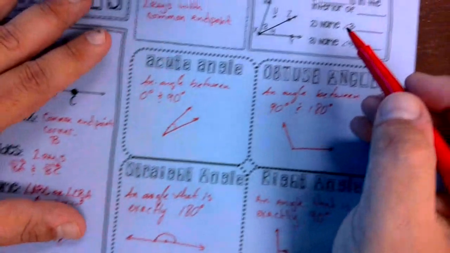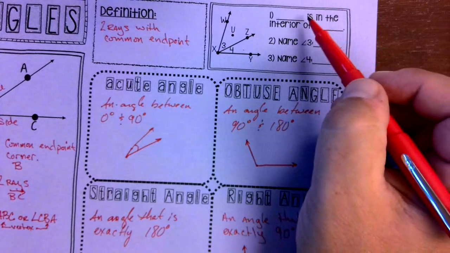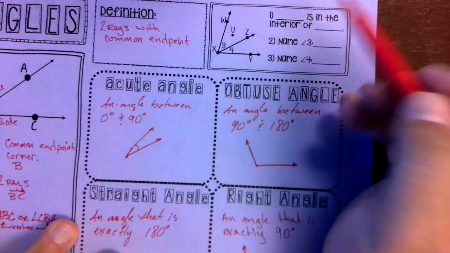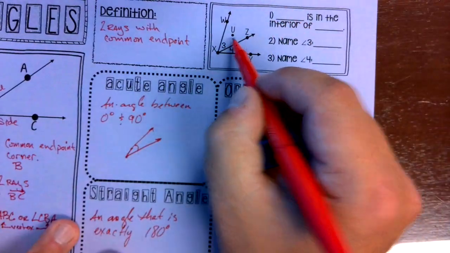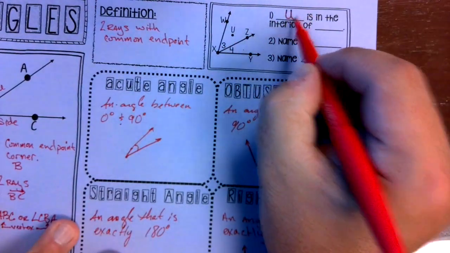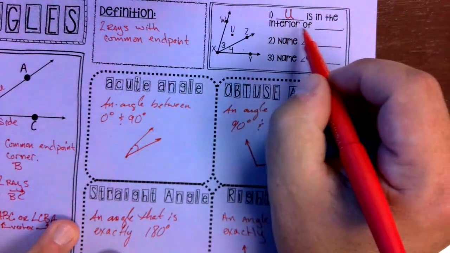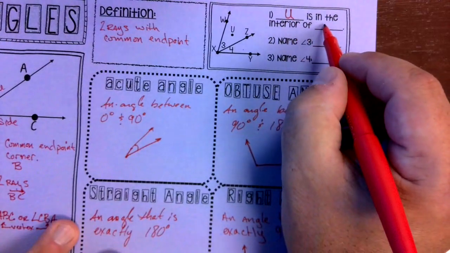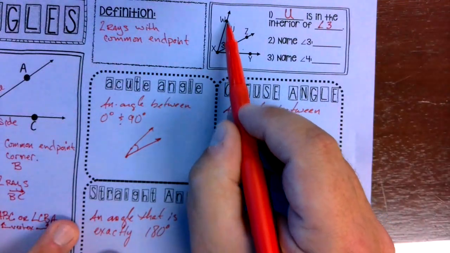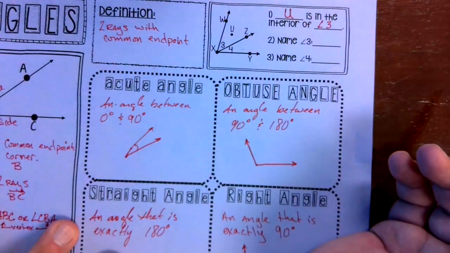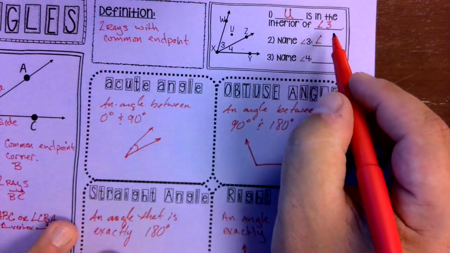Now, up here in the corner, this talks about a few different things. We have things with interior, that's inside the angle, and exterior. Right here, I can say that U, that's the point that I'm looking at there, U is in the interior of angle 3. I could name that as WXZ. And I'm going to do that right here.